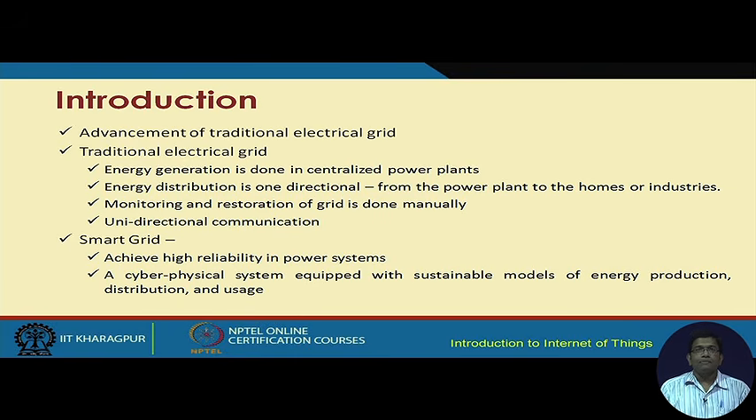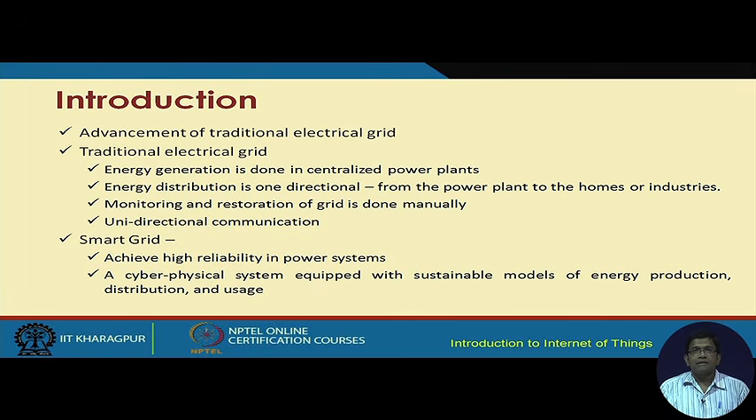Now, when we talk about smart grid, it concerns energy generation, and energy generation is typically done in a centralized manner at the different power plants. And as I said before, this generation can be of two types, either through non-renewable sources like coal and so on and so forth, or from the renewable sources like wind, solar power and so on.